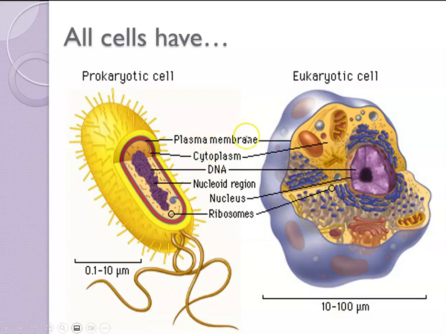see the labels in the middle that are pointing to both cells. Those would represent the organelles or cell structures that can be found in all cells, including the two examples here. So these include the plasma membrane. All cells have a plasma membrane. All cells have cytoplasm. Cytoplasm is all the stuff basically inside the cell from the inside of the plasma membrane to the nucleus of the cell.